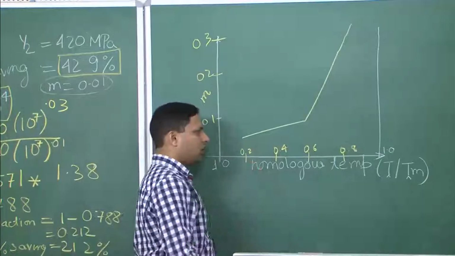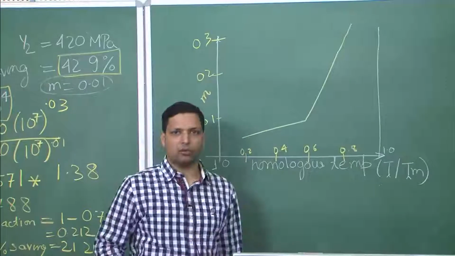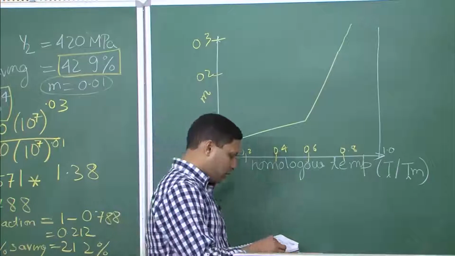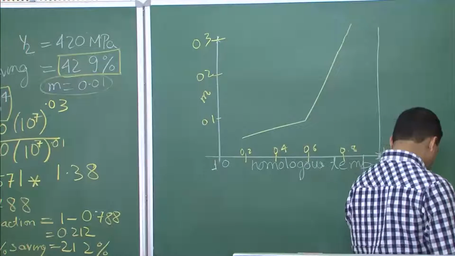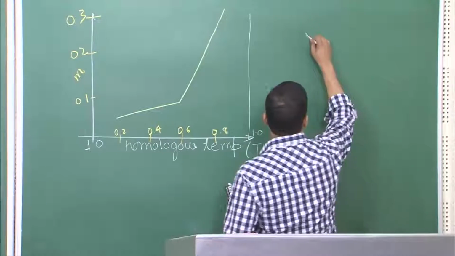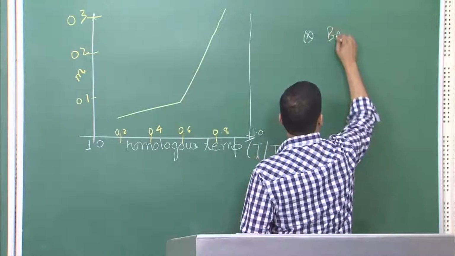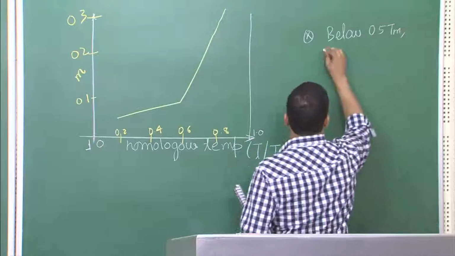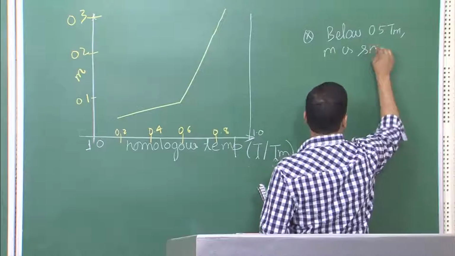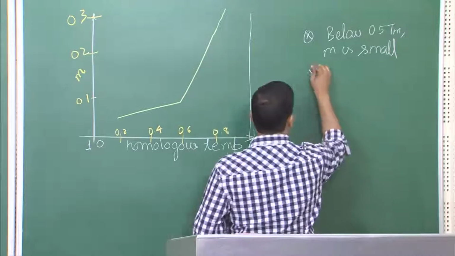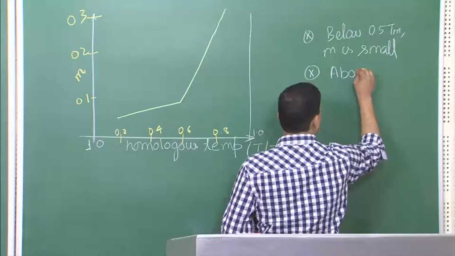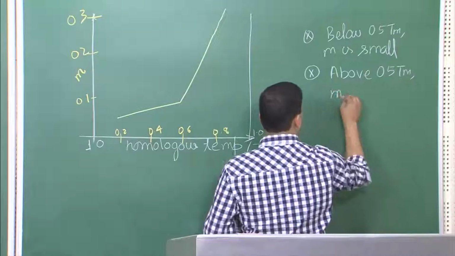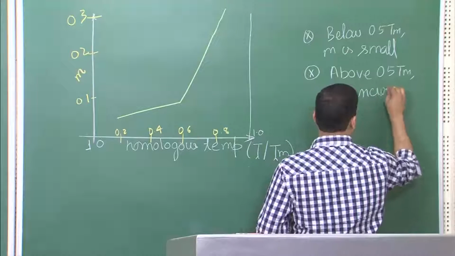So, this is all right now. We will come back to the effect of temperature in a little bit, but for now just let me point down two things. One is that below 0.5 Tm, m is small, and above 0.5 Tm, m increases at a very rapid rate.